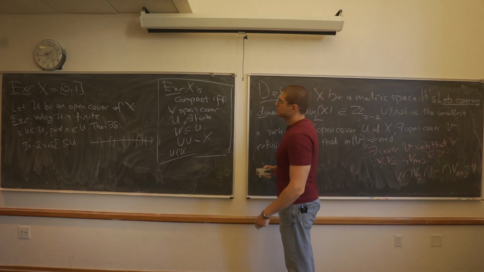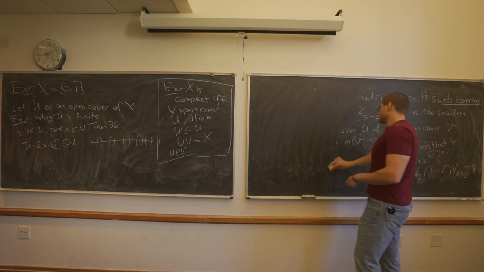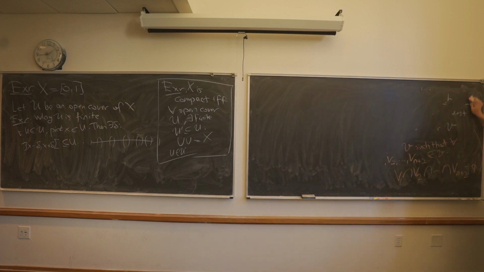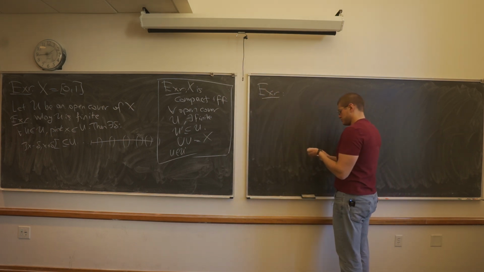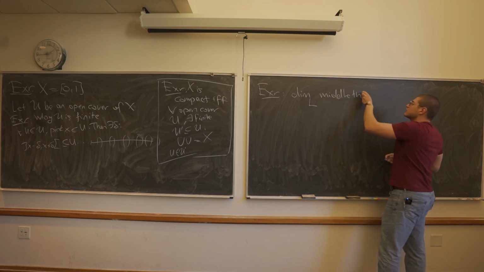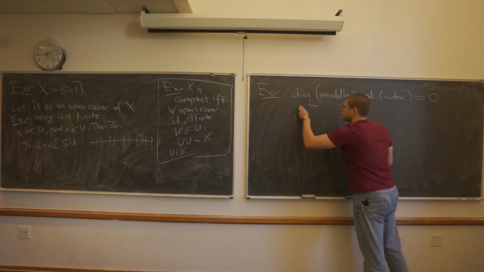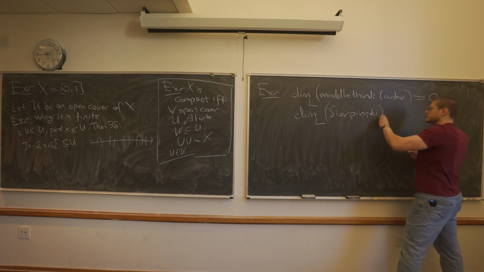Okay. Running out of time. Some exercises about this. It's a very nice exercise to show that the Cantor set has topological dimension 0, and the Sierpinski gasket has topological dimension 1. Ultimately, it's always going to be an integer, which is why it's not fine enough of an information.